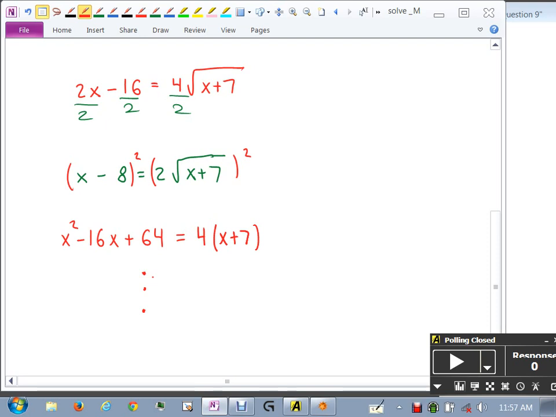The answer to this problem is 18. There are 2 solutions, only one of them works. 18 is the answer. So work that on your own.